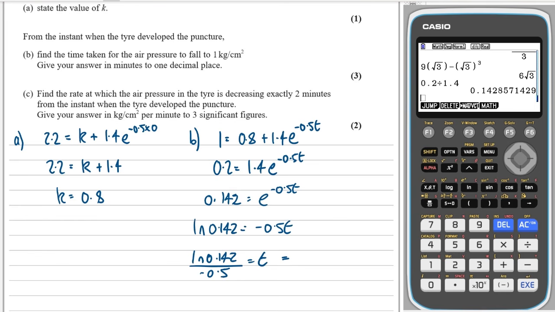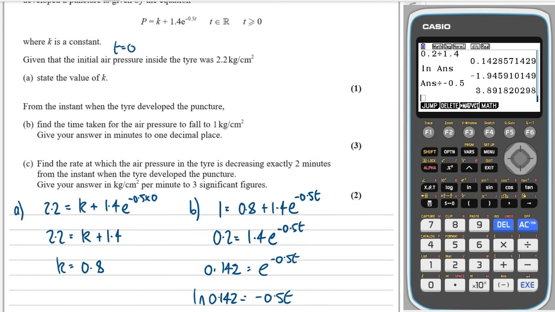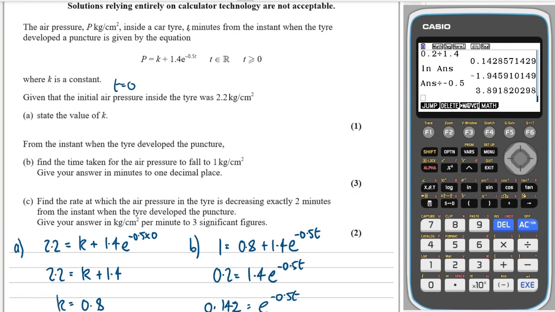And on our calculator, we will do ln of that previous answer equals, and then we will divide that by minus 0.5. And that gives me 3.89. And it's asked to one decimal place, so that is just 3.9. And that is in minutes, because it says here that t is in minutes.